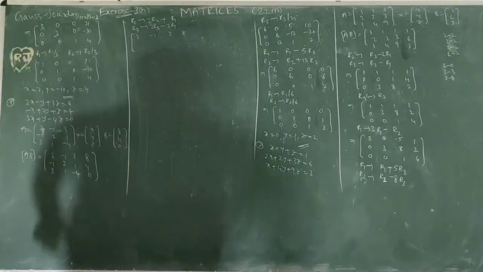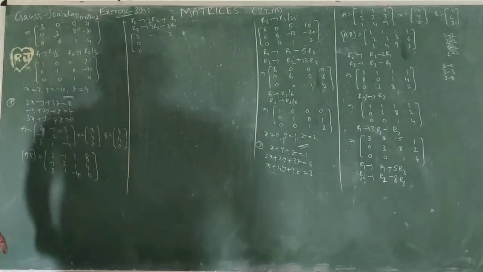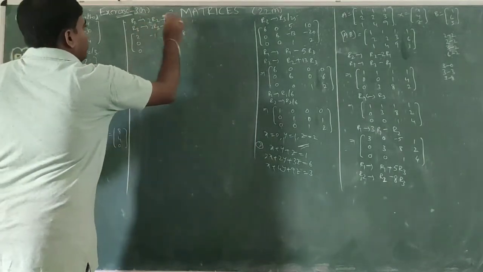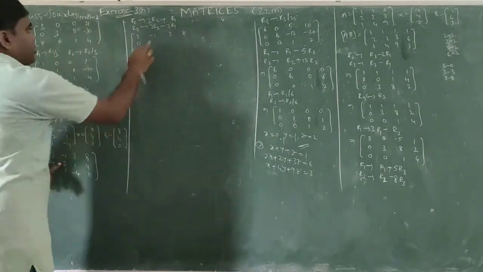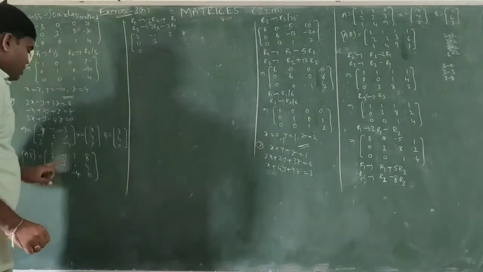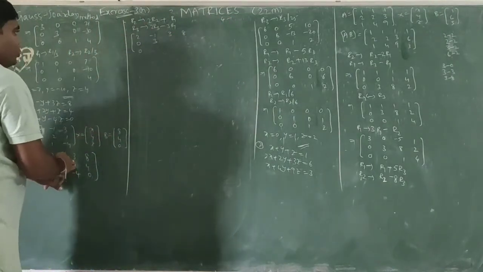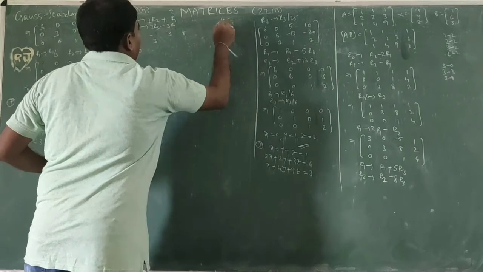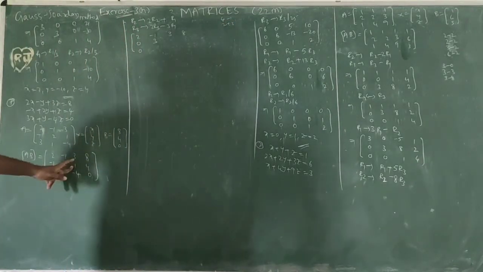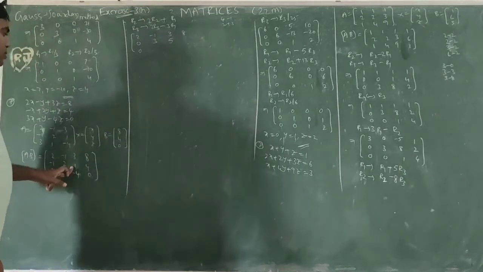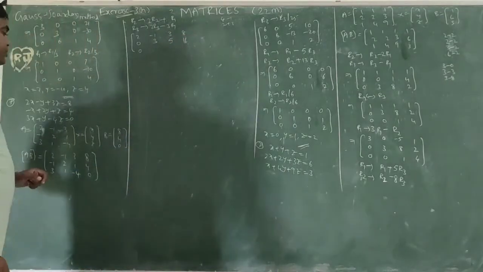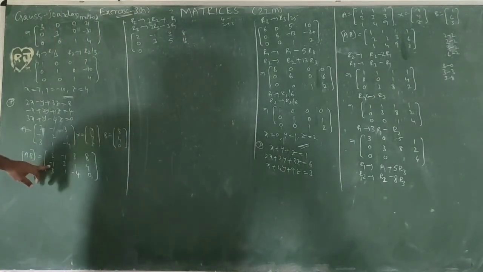Next, these two elements are 0. That's why we are writing this operation. Next, this one: 2 into 2, 4, minus 1, 4 minus 1 is 3. Next, 2 into 1, 2, plus 3, 5. Next, 4 into 2, 8, plus 8, 16. One more time, 2 into minus 1, minus 2 plus 2, 0.